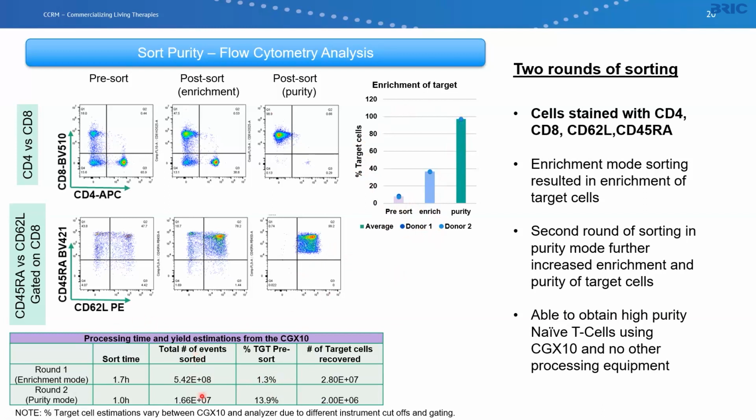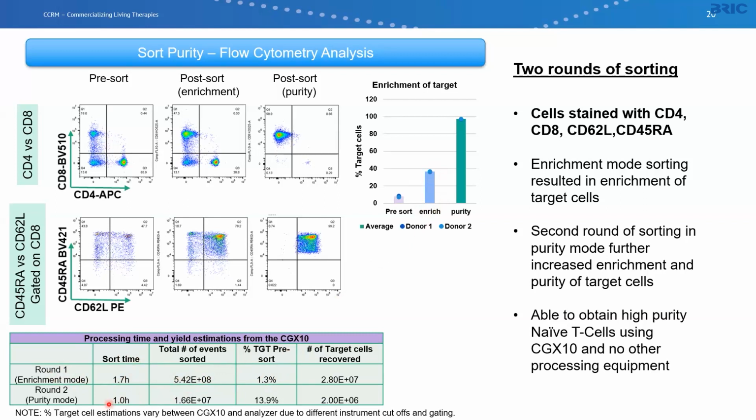In the table below, I would like to show you some numbers demonstrating the very high speed of this process. So for one donor, that's just an example, in round one, in the enrichment mode, we sorted for 1.7 hours, more than 500 million cells. So in this enrichment mode, we can sort through more than 300 million cells per hour. The target cell percentage was about 1%, and we recovered this, and the enrichment was up to around 30%, as you can see here.